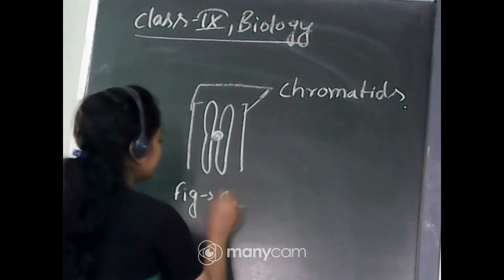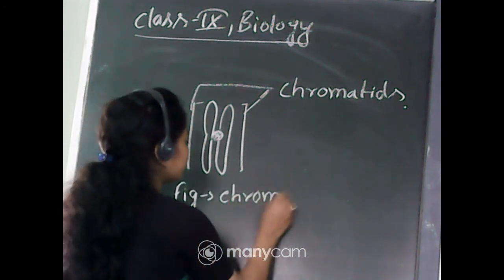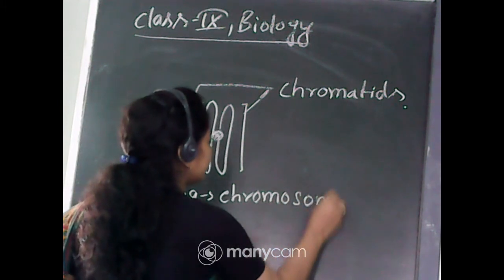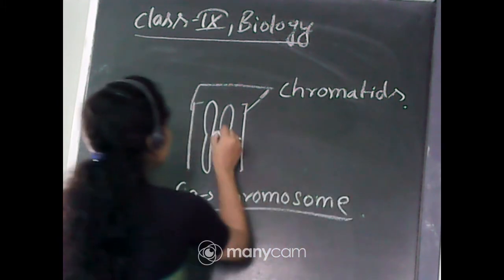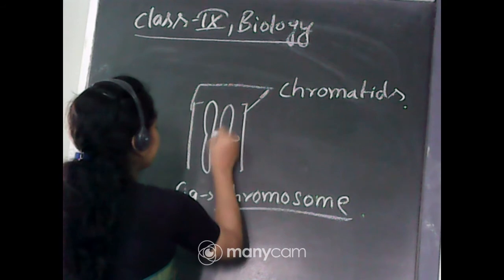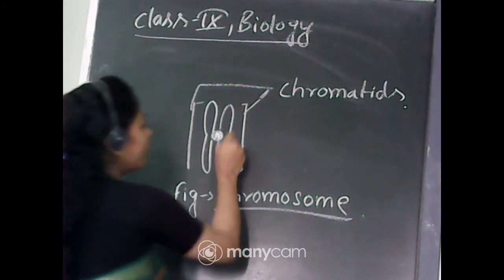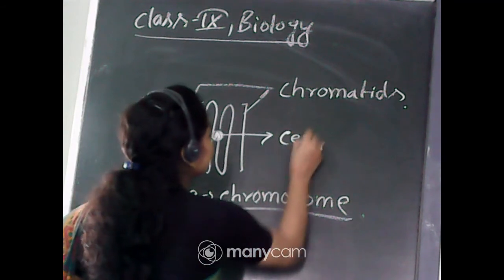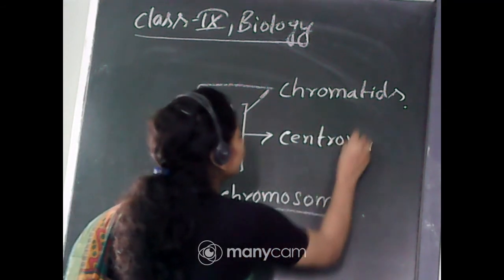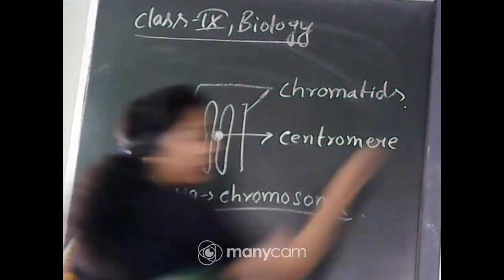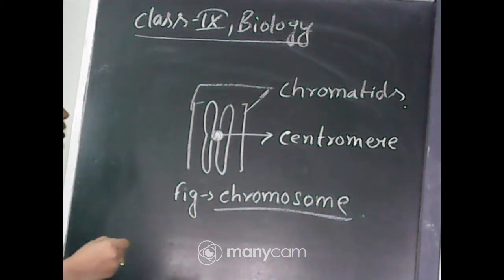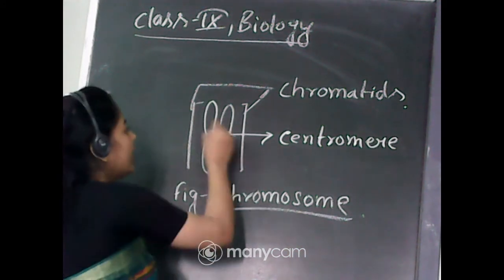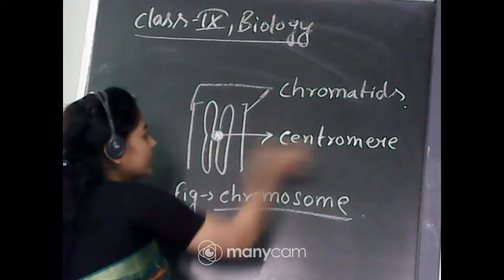Figure: chromosome. And in the middle portion you can see the structure that interconnects the two chromatids. This is known as the centromere. So in the structure of a chromosome we have two chromatids and one centromere.